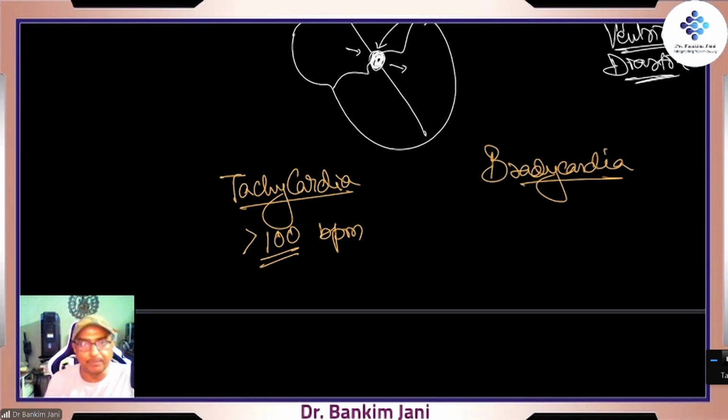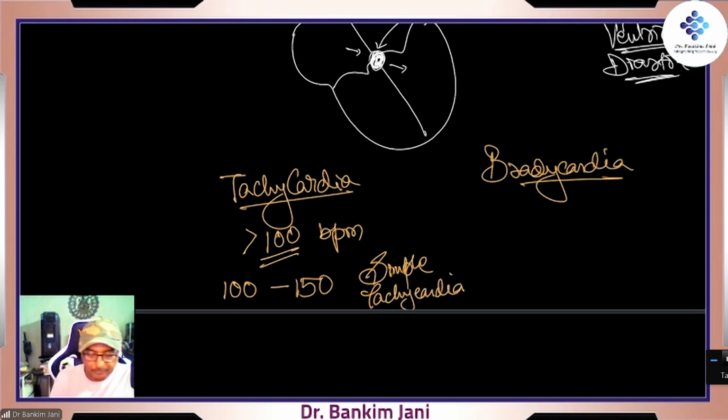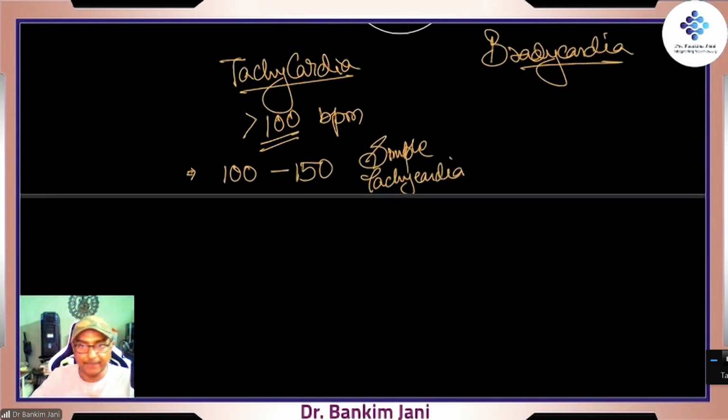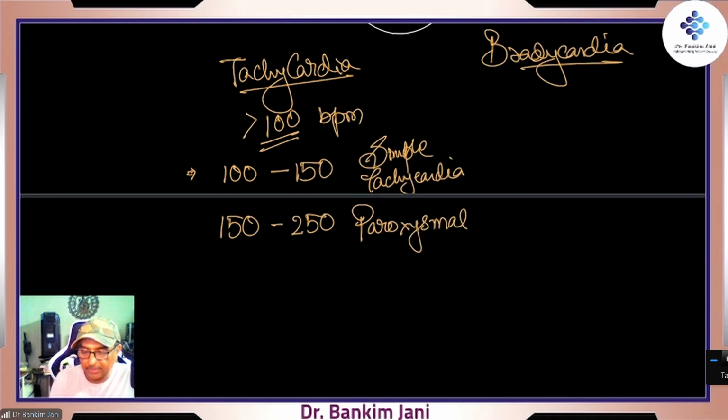So these numbers are there in general: more than 100 beats. Now it comes into stages. When it is 100 to 150, it is considered normal, but still we need to give it a name, so the name given is simple tachycardia. Remember, in simple tachycardia, all the complexes will be absolutely fine. When it goes beyond this, the numbers are big. When it is 150 to 250, this is not normal, and that's why it is called paroxysmal tachycardia.